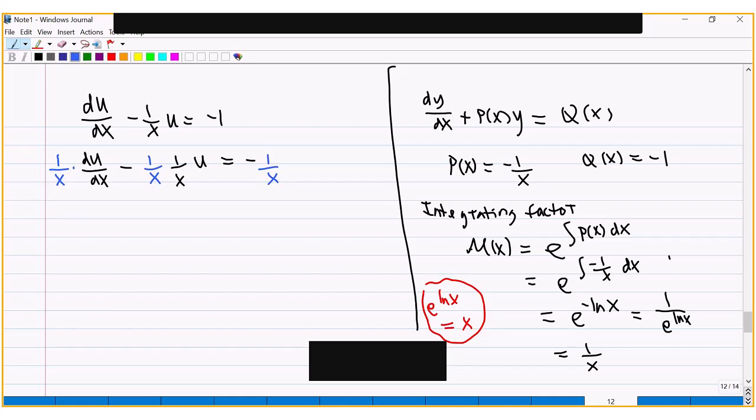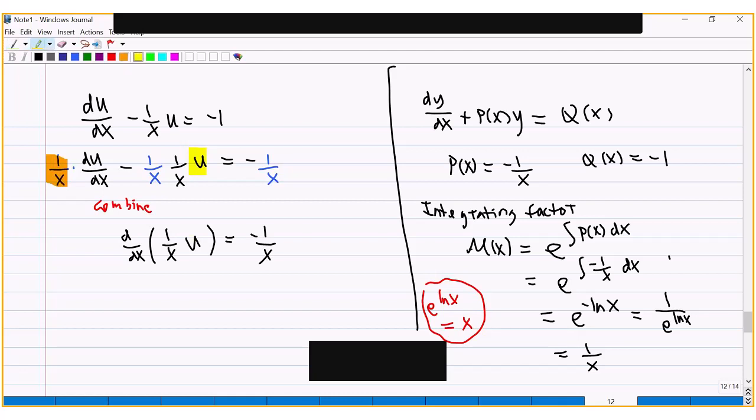Then the left hand side can combine. How to combine? If you do it correctly, then you should get this one and this one together. So you get the derivative of 1 over x times u. Okay, you can check that this actually works.